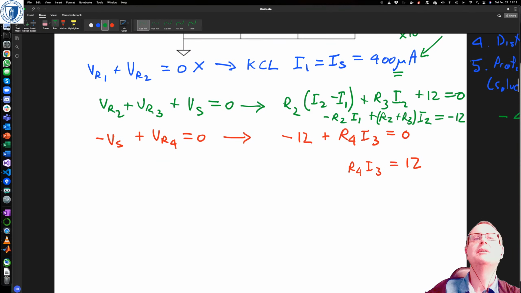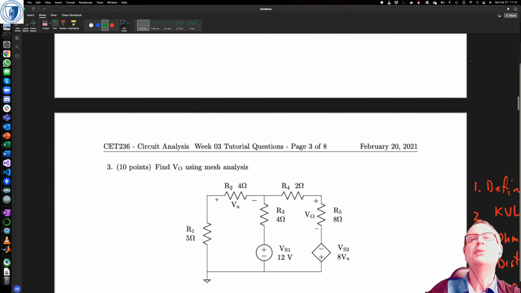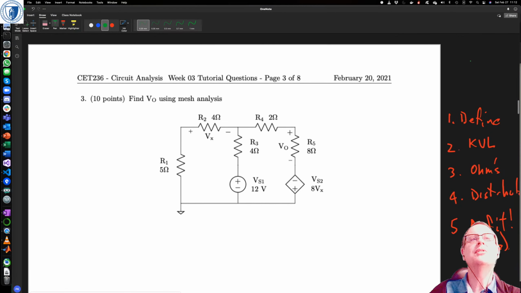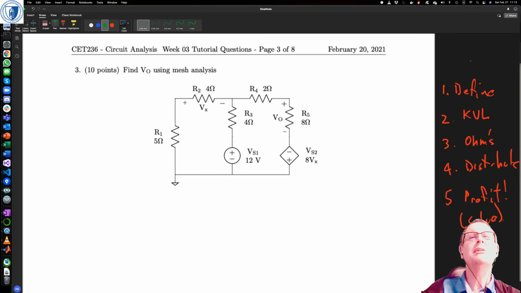Let's move on to question 3. Now question 3 and question 4 are a little harder. They're only a little harder because of the dependent source. It just makes it a little trickier. Once you're used to it, it's okay, but the first time you come across it. So can somebody start us off and define the mesh current directions?